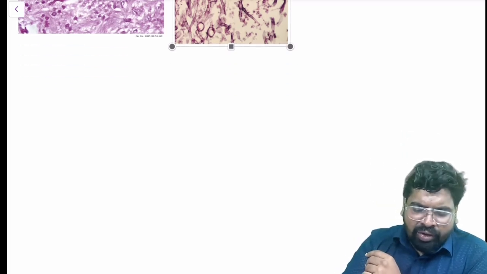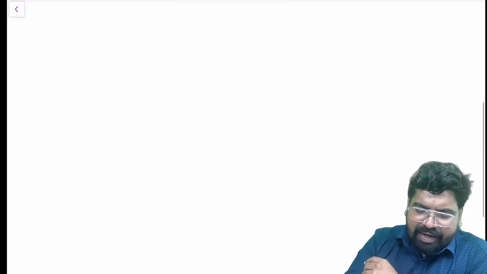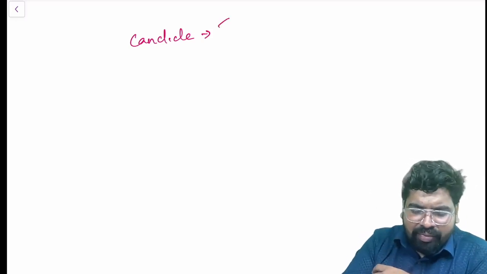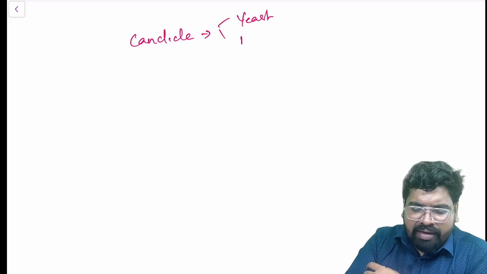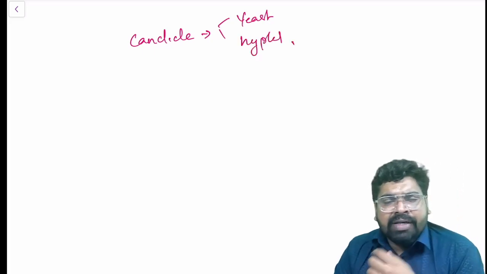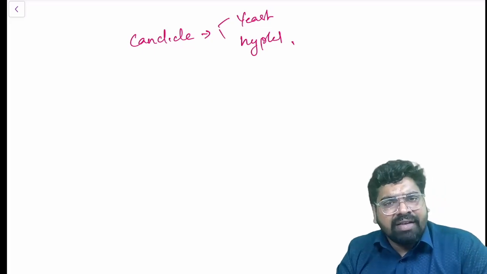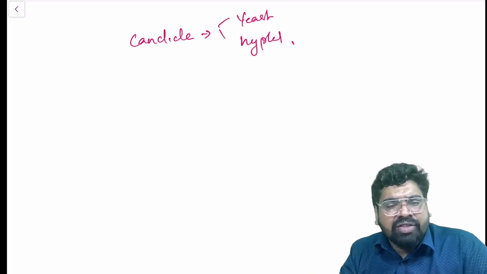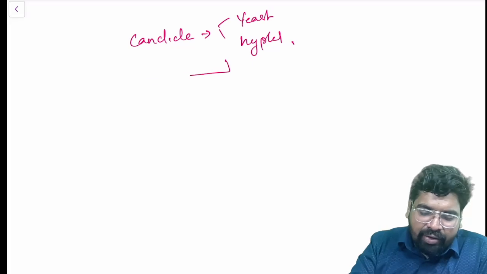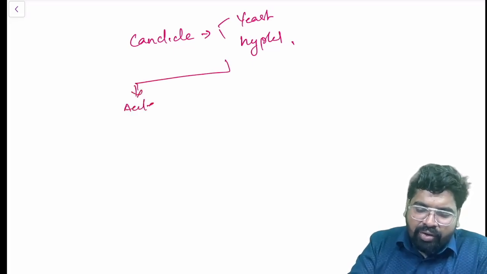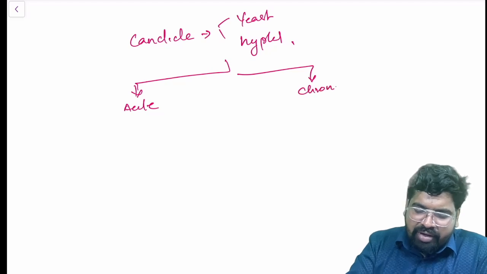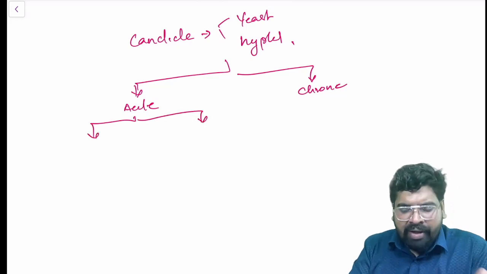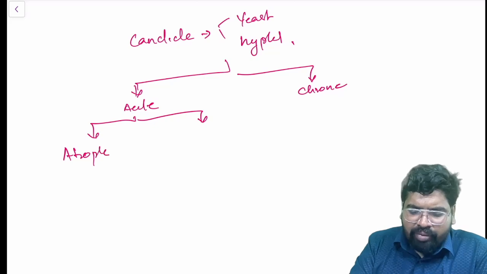What to talk about in candidal infection is that Candida exists in a yeast form and in a hyphal form. So in the oral cavity, it can exist as yeast or hyphal form. There is a classification of fungal infections. It can be acute or chronic fungal infections, and based on the presentation, it can be acute atrophic or acute pseudomembranous.